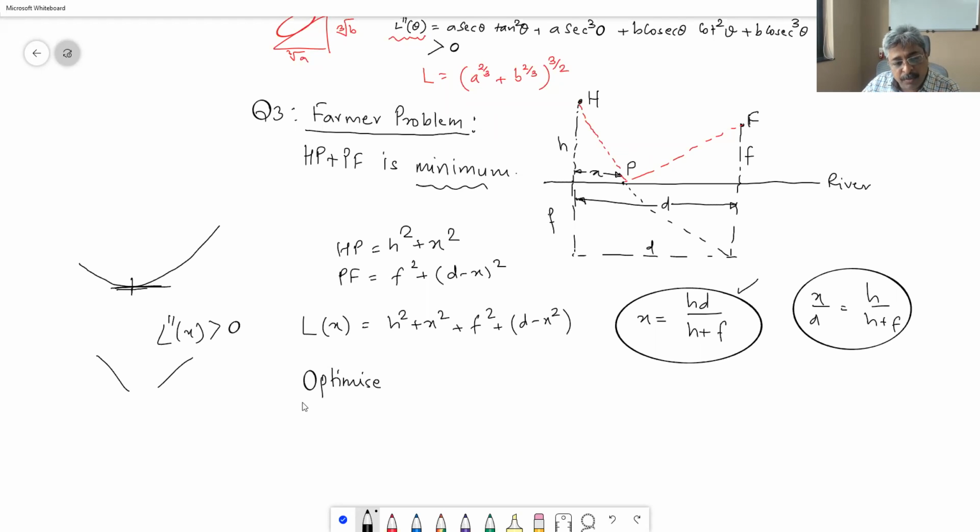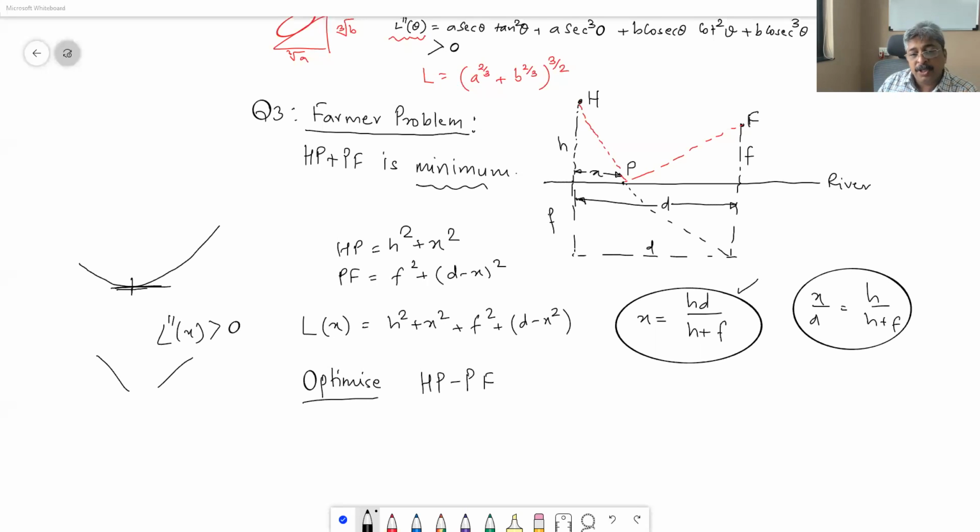Now the second part of this problem which I am giving you is optimize HP minus PF. Okay. Those who have not done this, just give it a thought. I will come in 2 minutes and we will discuss this.